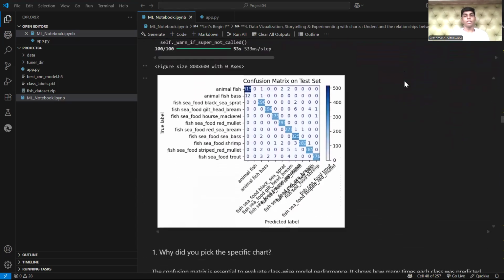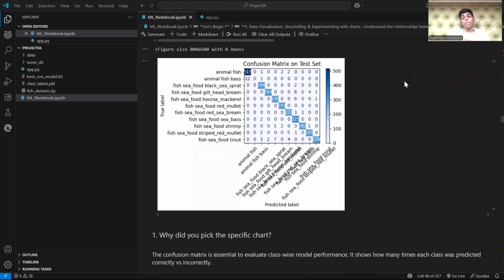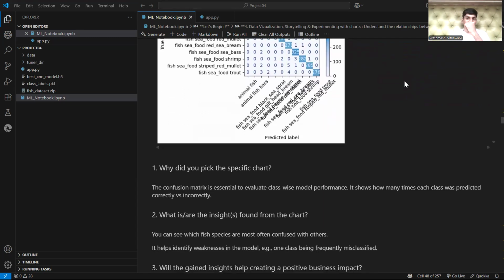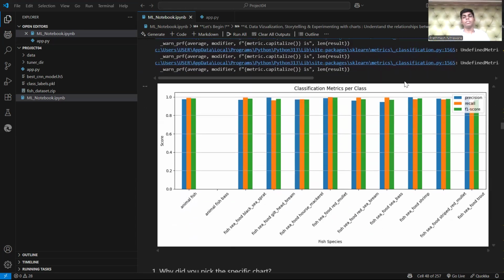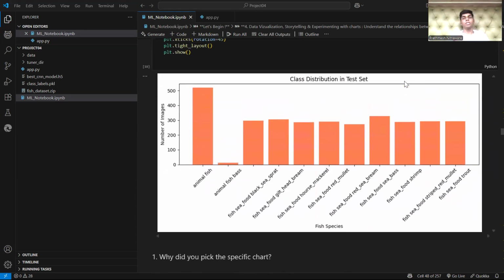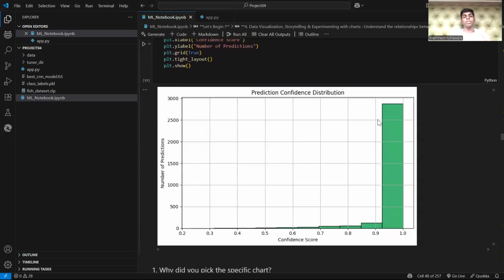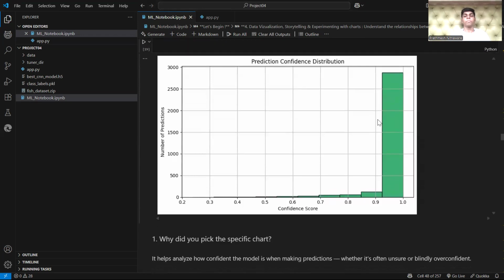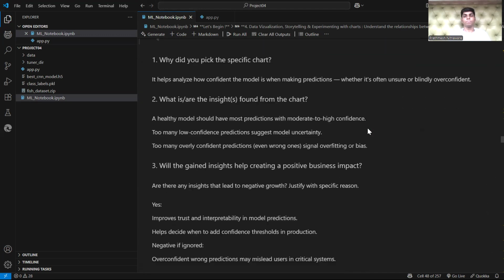The next chart is the confusion matrix on the test set. It shows how many times each class was predicted correctly or incorrectly. The next is classification matrix per class. The next chart is class distribution in test set. Moving to the final chart, it is prediction confidence and distribution. It analyzes how confident the model is when predicting, whether it is often unsure or blindly overconfident.